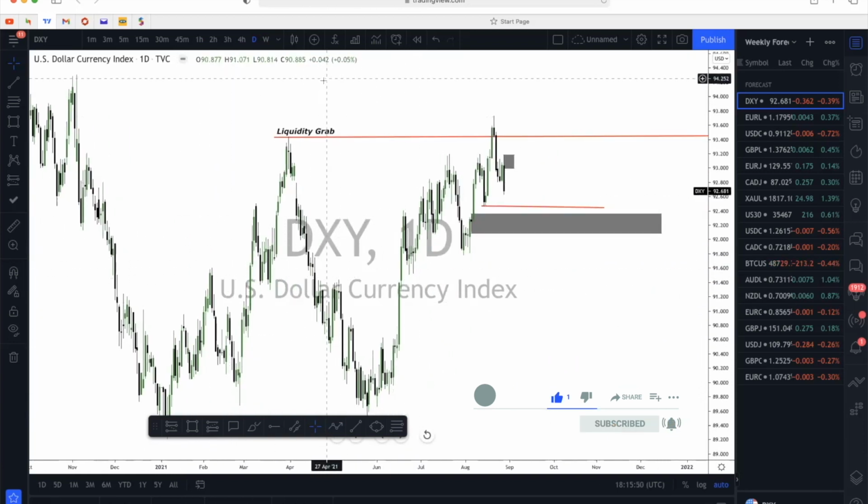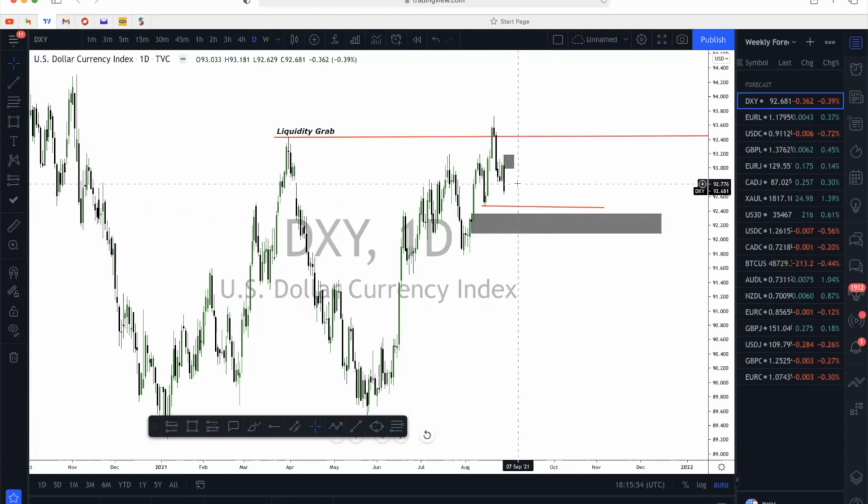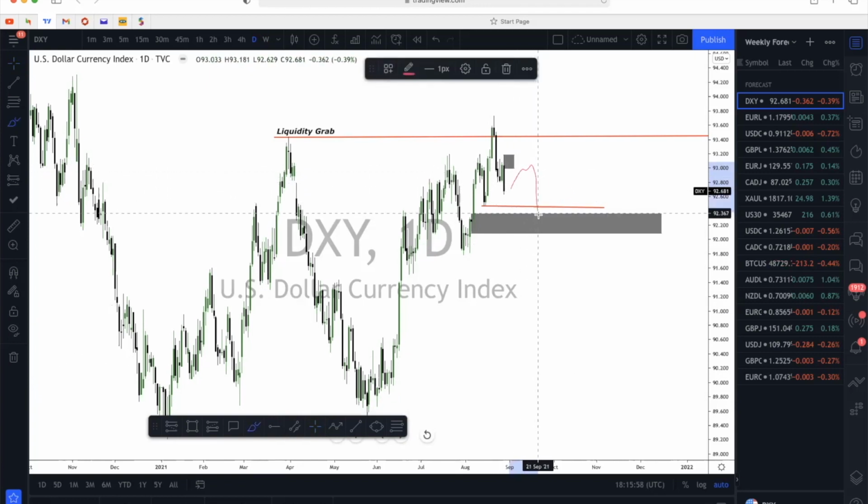So this is my expectation on DXY. I'm still bullish anyway, but before then, I am actually going to be bearish. I'm expecting a sell, then a buy trade, and for this price to actually go higher. So this is my expectation on this pair.